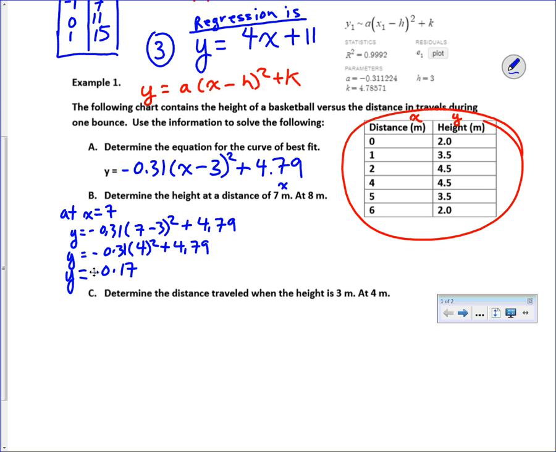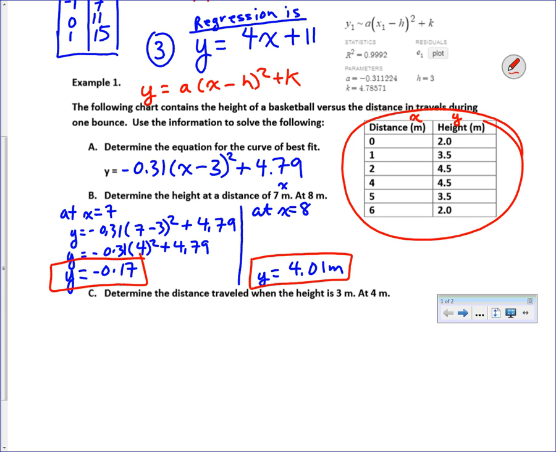So now what I want you to do is the same calculation but at x equals 8. So tell me what you get. Now, you should get approximately y is equal to 4.01 meters. So do that. Make sure you do the substitution that I showed you before, and then you're good to go.